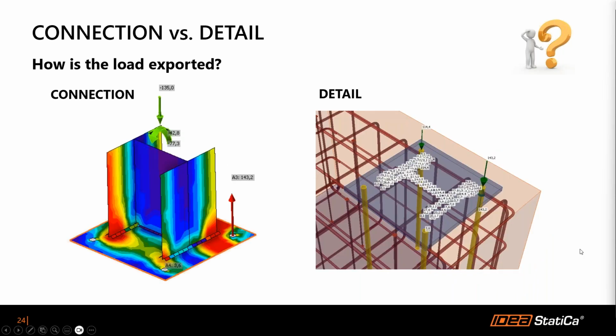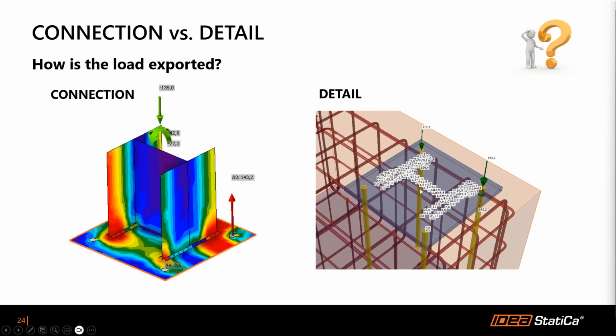Third question, how is the load exported? Let's take it from the top. In Connection, you load the model, the shell elements, with the internal forces you receive in your global analysis software. You run the analysis and receive results: equivalent stresses on welds, on plates, and forces in anchors, as you can see. Then once you export it into Detail application, it is a bit different representation of the same results.